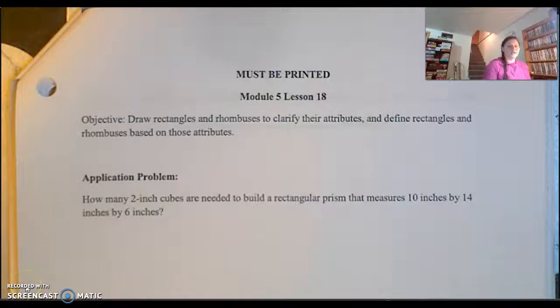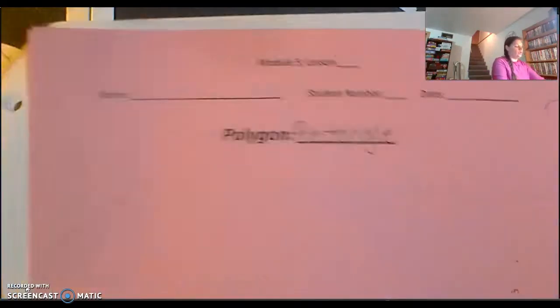Good morning, 5th grade. Today we will be doing Module 5, Lesson 18. Our objective is to draw rectangles and rhombuses to clarify their attributes and define rectangles and rhombuses based on those attributes. So today we're actually going to be doing two different quadrilaterals.